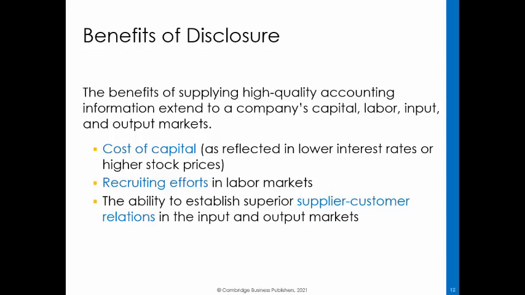The benefits of supplying accounting information extend to a company's capital, labor, input, and output markets. Companies must compete in these markets. For example, capital markets provide debt and equity financing. The better a company's prospects, the lower its cost of capital, as reflected in lower interest rates or higher stock prices. The same holds for a company's recruiting efforts in labor markets and its ability to establish superior supplier-customer relations in the input and output markets.